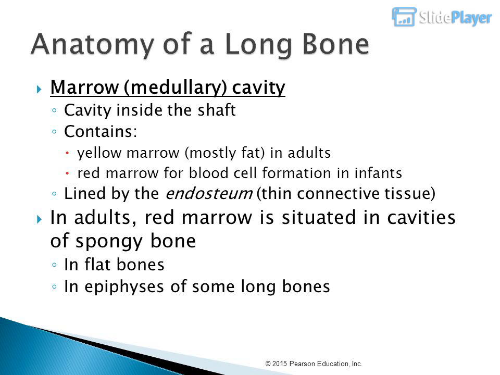The marrow, or medullary, cavity is the cavity inside the shaft. It contains yellow marrow, mostly fat, in adults, and red marrow for blood cell formation in infants. It is lined by the endosteum, a thin connective tissue. In adults, red marrow is situated in cavities of spongy bone in flat bones and in the epiphyses of some long bones.